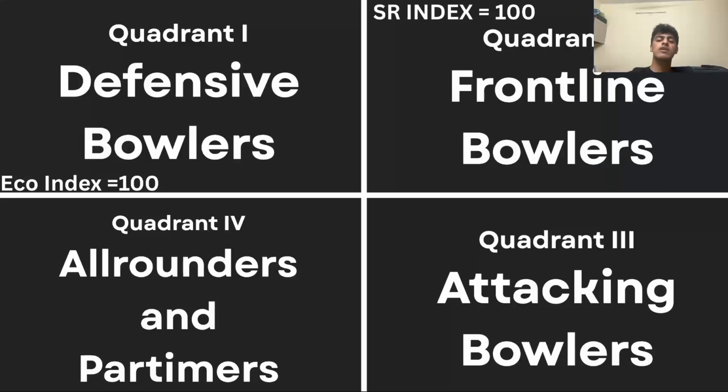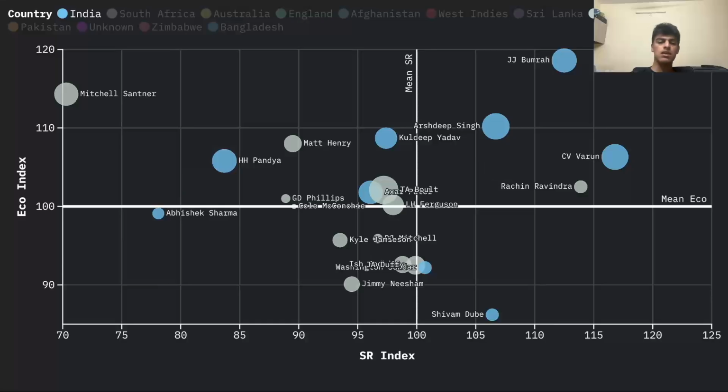Now, using this, we can get a decent idea of what kind of bowling attack each one is. Ideally, you want a balance of all of these so that you have a good squad that is capable of performing at any venue. Here we have the bowlers of both India and New Zealand.